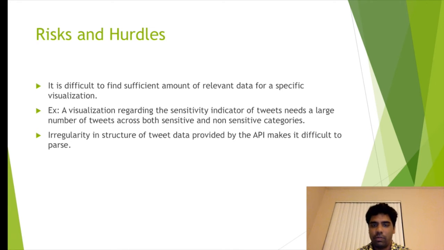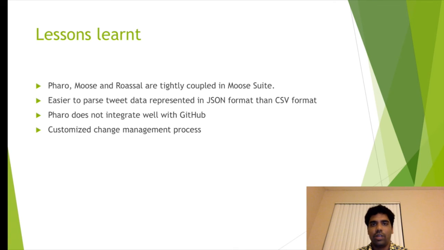We also learned important lessons during this sprint, such as Pharo, Moose, and Roassal are an ecosystem, a set of entities that work in a tightly coupled environment. Also, we discovered that it is easier to parse tweet data that is represented in JSON format rather than data that is represented in CSV format. From a version control point of view, we had an important discovery that Pharo does not integrate well with GitHub. Hence, we had to come up with our customized change management process.